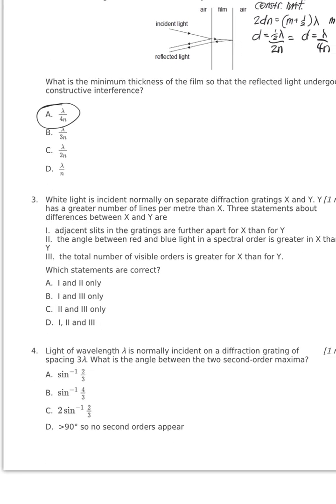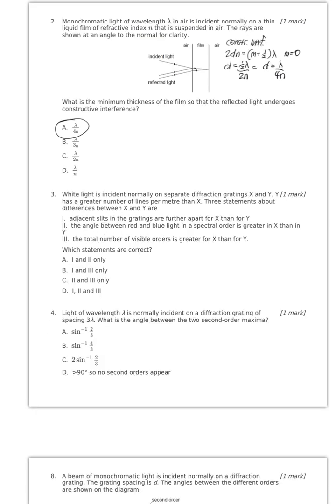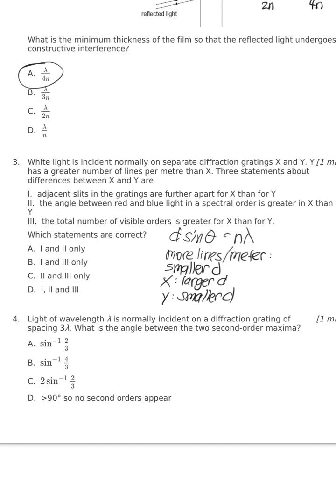All right, next question. Okay, so number 3, we have 2 diffraction gratings x and y. It says that y has more lines per meter than x. Now the formula for diffraction gratings is d sine theta equals n lambda, where d is the distance between the slits. If you're fitting more lines per meter, that means that you have a smaller d, the distance between the slits. So y with a greater number of lines per meter is going to have a smaller d than x does.